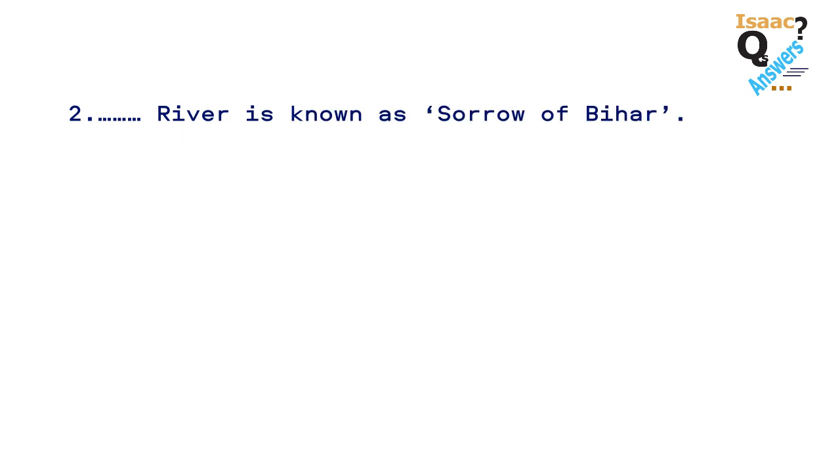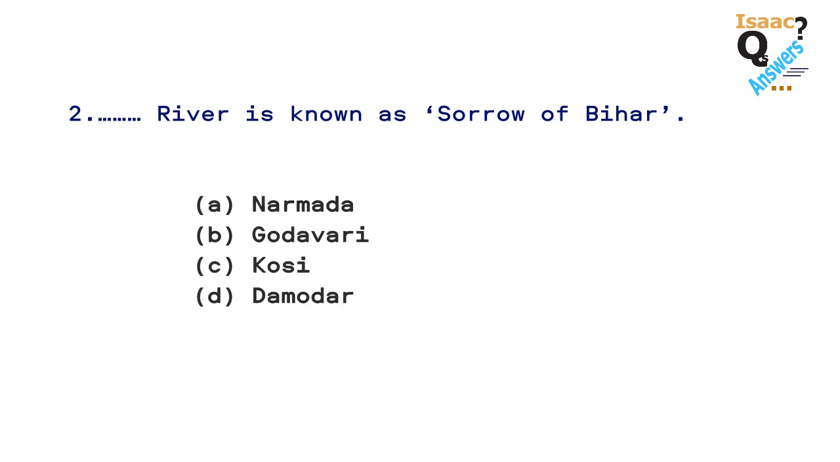Question number 2. Dash river is known as Sorrow of Bihar. The options are A. Narmada, B. Godavari, C. Kosi, D. Damodar. The answer is C. Kosi.